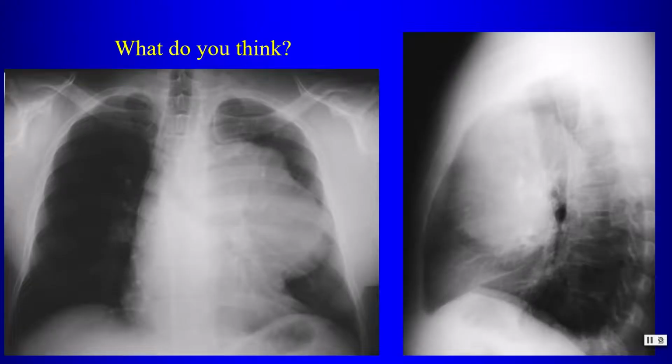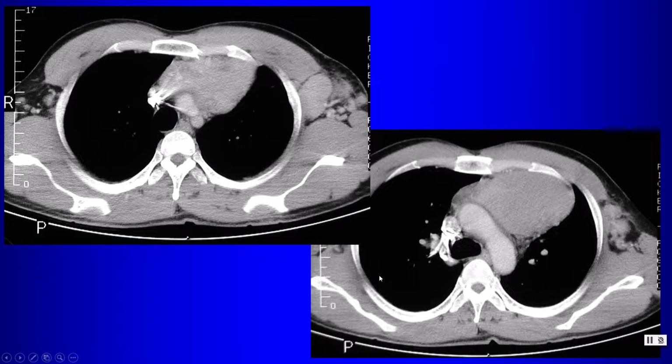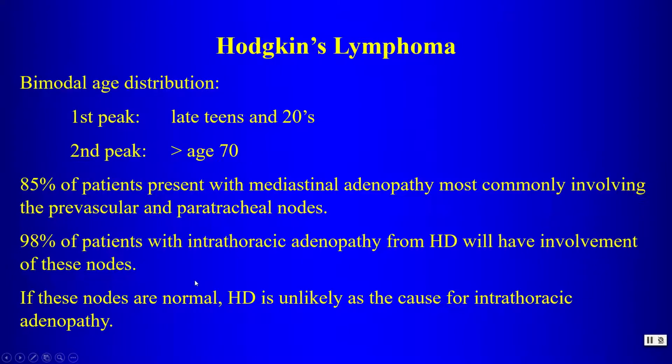So here's our next case. We have this bulky anterior mediastinal mass. And on CT, in addition to the bulky anterior mediastinal mass, another important finding is this lymphadenopathy here in the axilla. So we have an anterior mediastinal mass that is quite bulky with axillary lymphadenopathy. Here we need to consider lymphoma. This was Hodgkin's lymphoma.